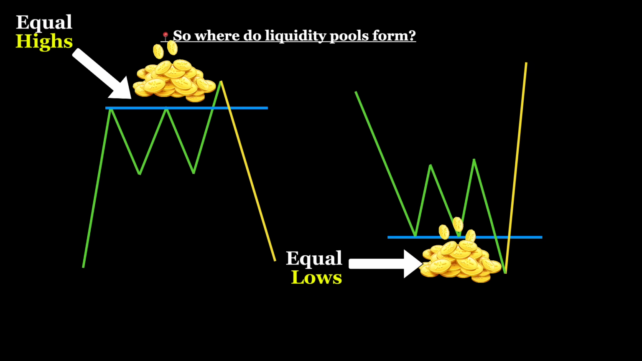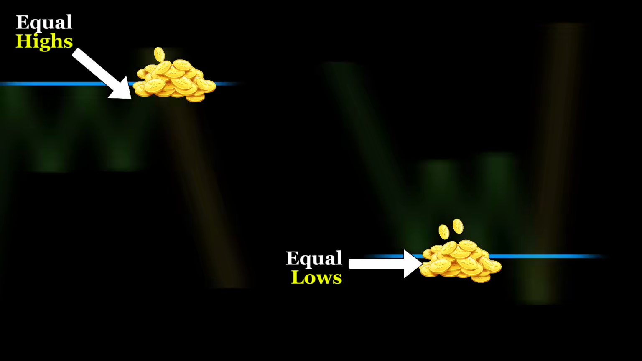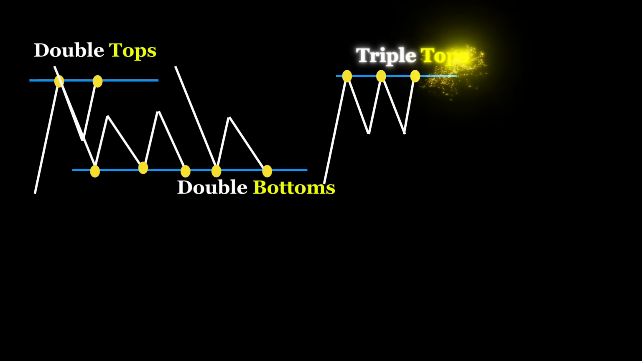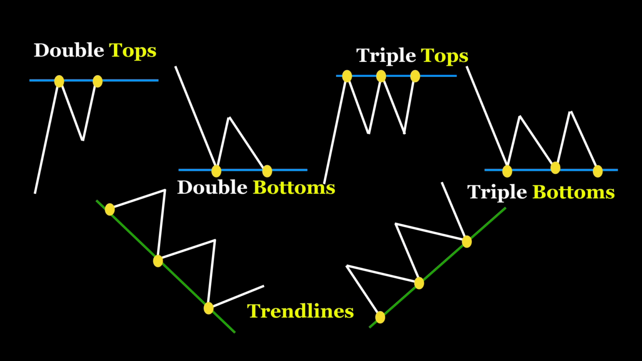They wait for retail orders to stack up like dominoes, then strike. Price spikes into the pool, triggers all the stops, then reverses, leaving retail trapped and confused. There are other specific areas in the market where liquidity pools form just as reliably: double tops and double bottoms, triple tops and triple bottoms, and trend lines. These are zones where traders set stop losses or expect breakouts. Smart money uses these expectations against them.